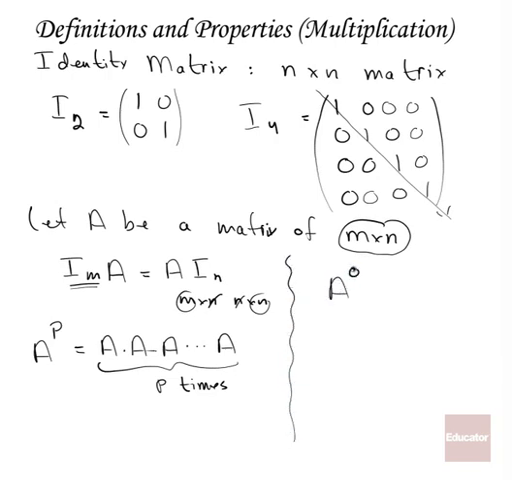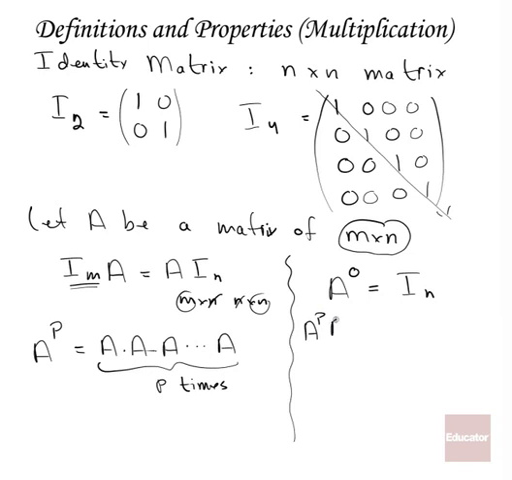Very important definition. Just like the definition for numbers, any matrix to the 0 power is equal to the identity matrix. Just like you know that any number, by definition, in order to make the mathematics work, we define any number to the 0 power as 1. 10 to the 0 power, 1. 30 to the 0 power, 1. Pi to the 0 power, 1. Okay.